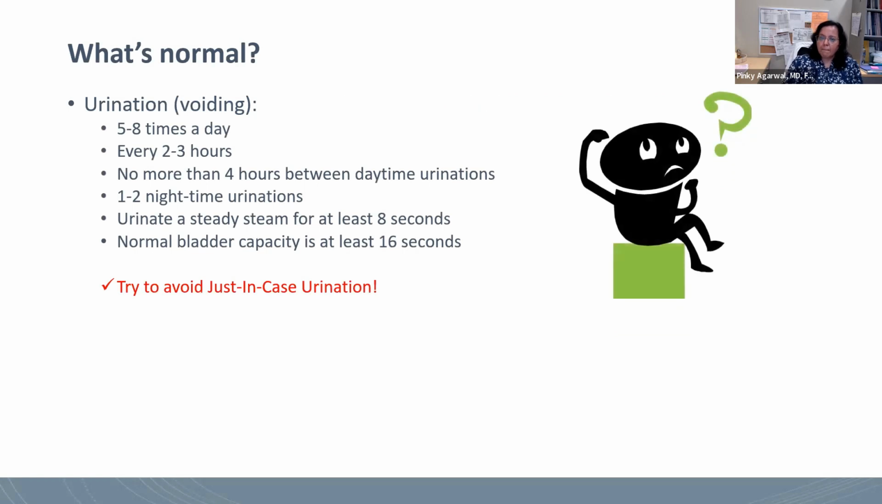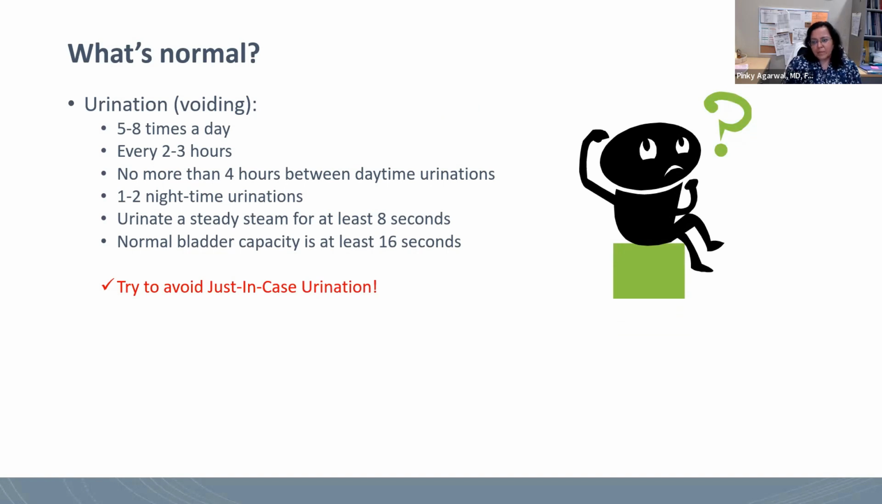So what is normal bladder function? We define normal urination as 5 to 8 times a day, which works out to be about every 2 to 3 hours, and not more than 4 hours between daytime urination. Normal nighttime urination is once or twice in the evening or overnight. Your goal is to urinate a steady stream for at least 8 seconds.